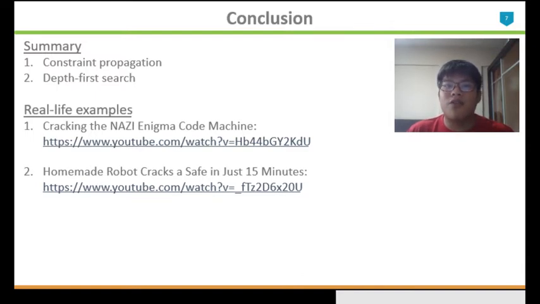I encourage you to watch the video links below where strategies similar to the Sudoku search solution were used. For the first video, cryptographers in Bletchley Park cracked the Enigma code during World War II, which was thought to be unbreakable. For the second video, it is described how an engineer was able to exploit a security vulnerability of the safe and crack it in just 15 minutes.